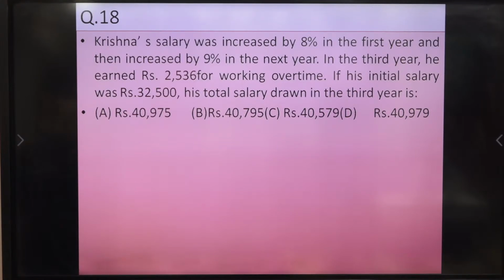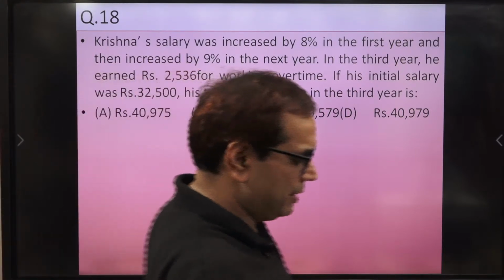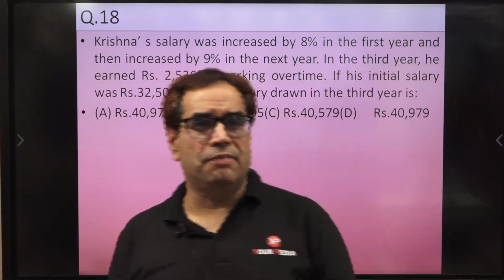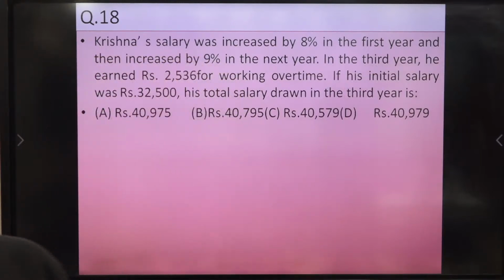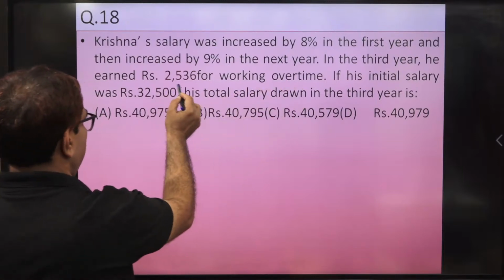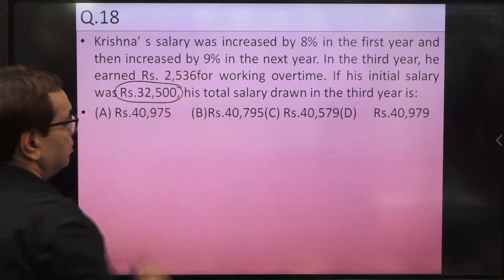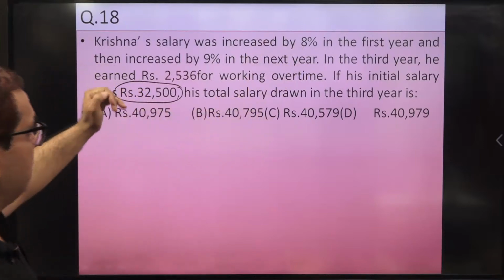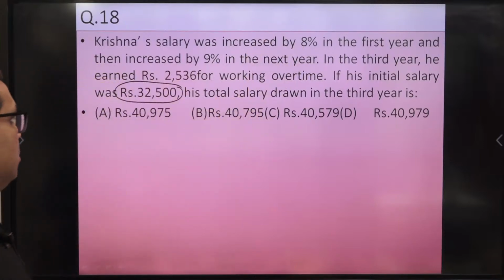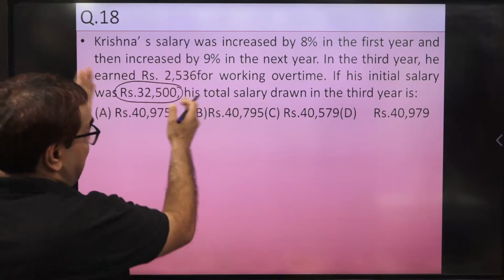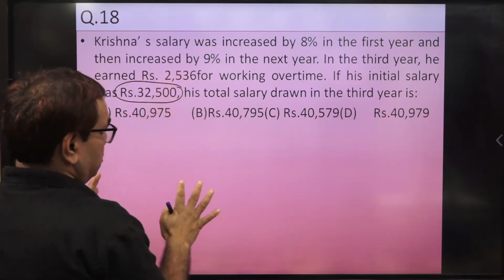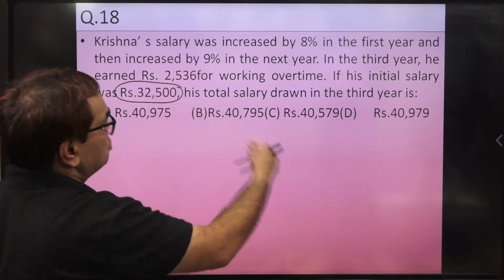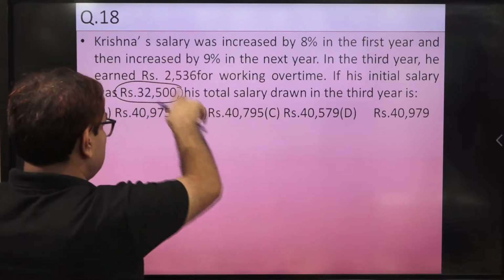So a little calculation is required in this problem. The problem is not tough. So Hema Mehra is also getting answer B. Okay. Simple problem. The initial salary is 32500. Okay, this is the initial salary. So this salary is increased by 8%. So what can you do? You can add its 8% into it. Okay, so you will get the new salary after adding 8% of this into it.